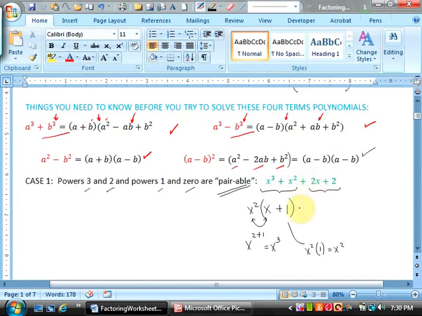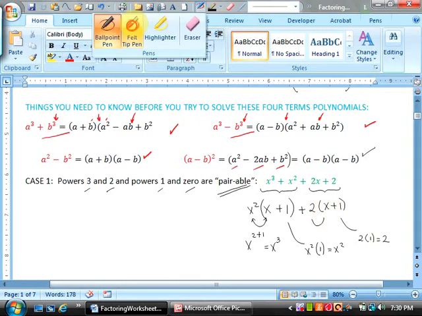Now, what do I do with the second pair? Well, I see 2 and 2, so I put the sign I see there, I pull out the 2, and I get the x. Here, these two together give me 2x, and a plus sign. Now, that 2 went out, so I have a number 1 here, because 2 times 1 gives me the original value I had. So now we see that x plus 1 repeats.